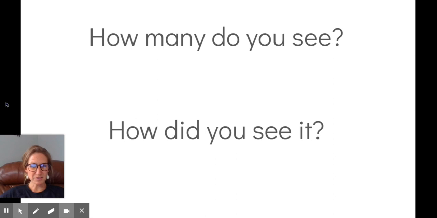Today we're going to play a little game. Second graders, are you ready? We're going to play a game of how many do you see and how do you see it. So I'm going to show you some 10 frames and they're going to have some dots in them and you're going to try to figure out what is the total. So how many do you see? And then more importantly, we're going to talk about how did you see it.